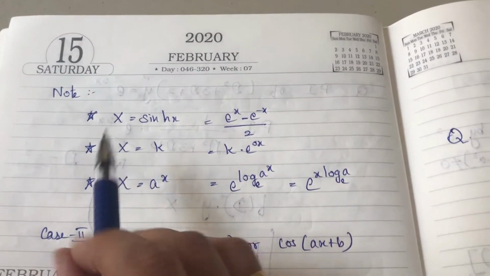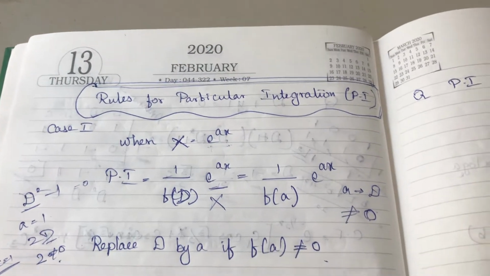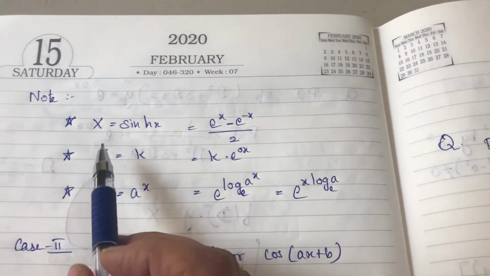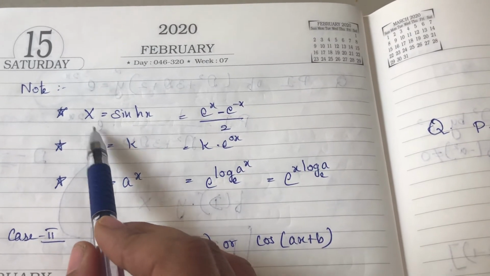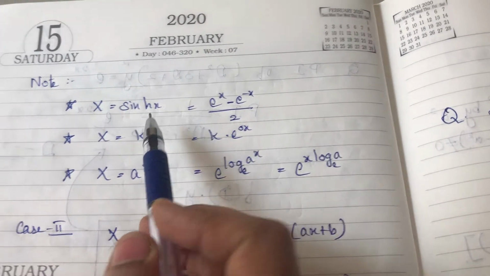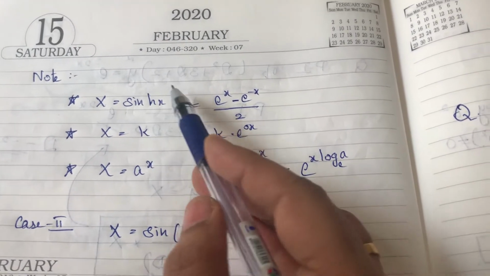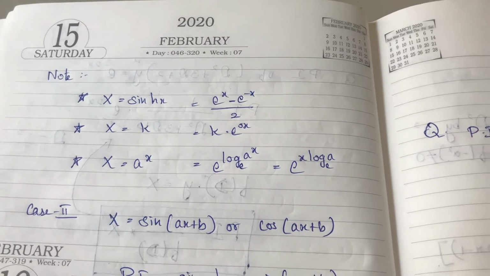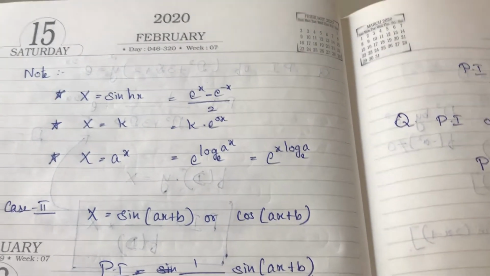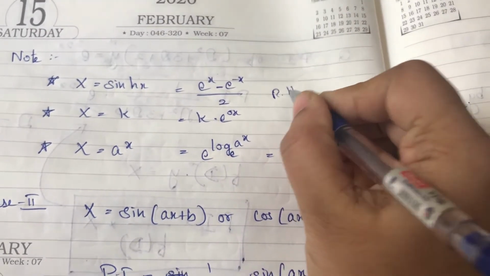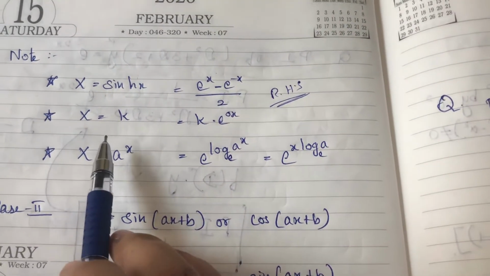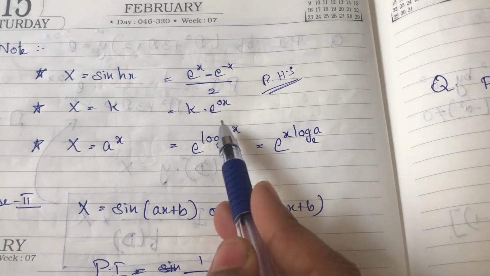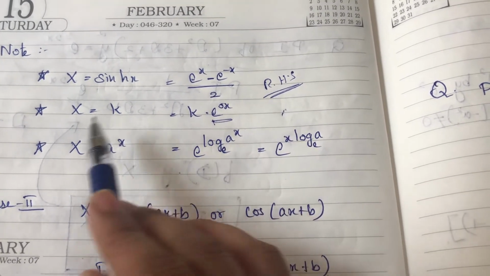Okay, and again, one sum for each case. Then only you can get a clear idea. So note, if they have given sin hx, you can directly take this as e power x minus e power minus x by 2. You can take this right hand side as this because this is a formula. If they have given k, just take k into e power 0x. E power 0 is what? 1. So this is the same.